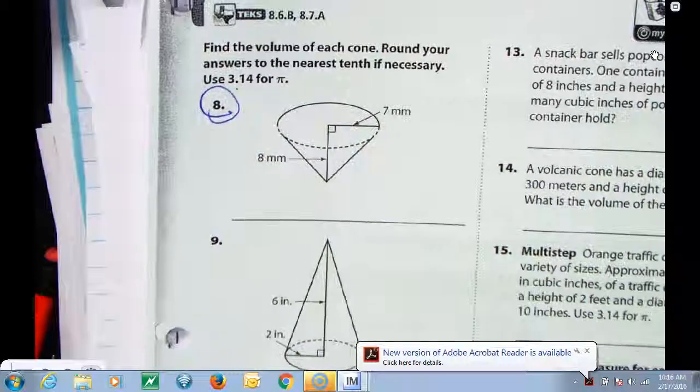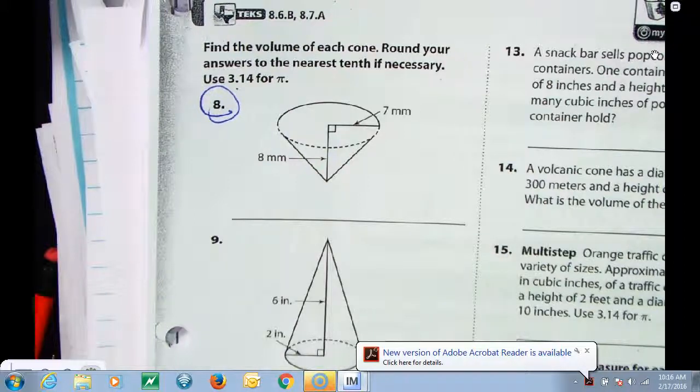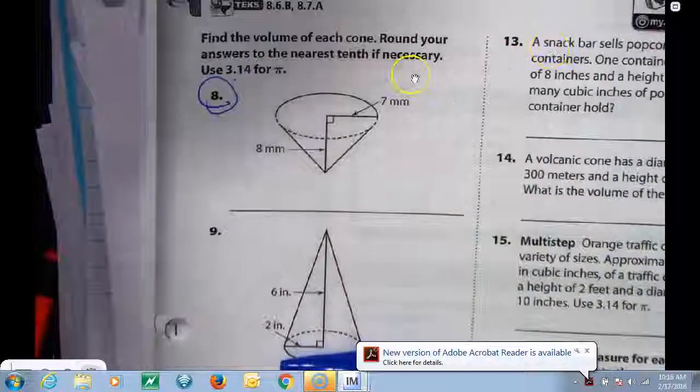Are there any questions about how to get volume of a cone? We all got it. Good deal. Okay, get started. If you need help, please raise your hand.